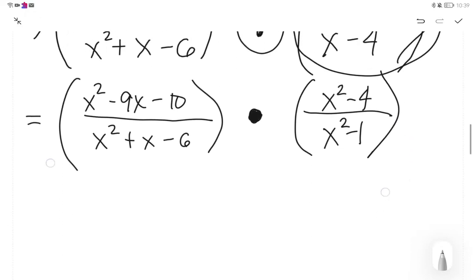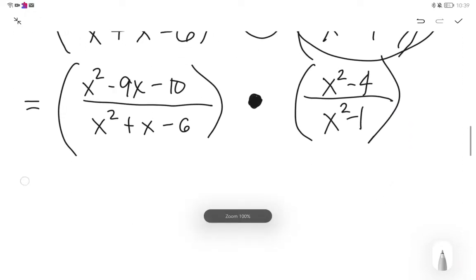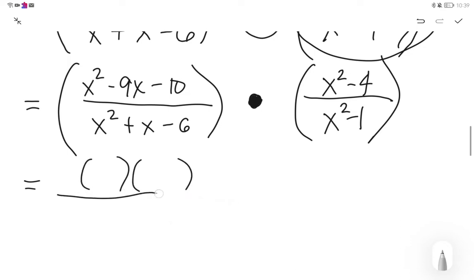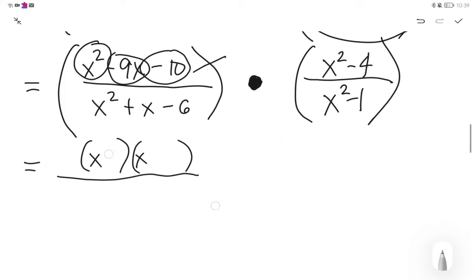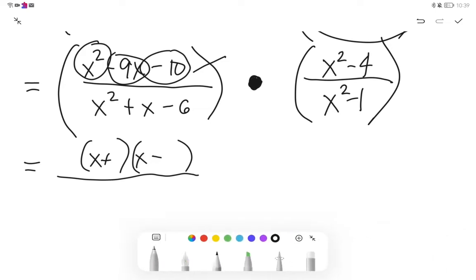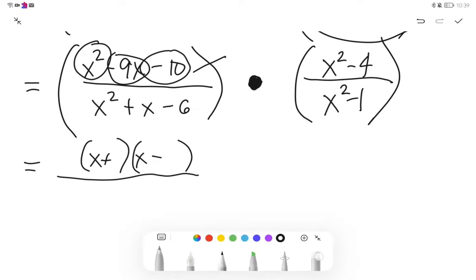Now, step number 3 is to factor out the numerators and denominators. Now, let's have the first numerator of the dividend. The factors of x squared here is x times x. Now, since the third term is negative and the second term is also negative, the factors of this polynomial are positive and negative. Now, look at the third term or the last term. The last term is negative 10 or 10. Let's say we'll use 10 alone since we have the signs.